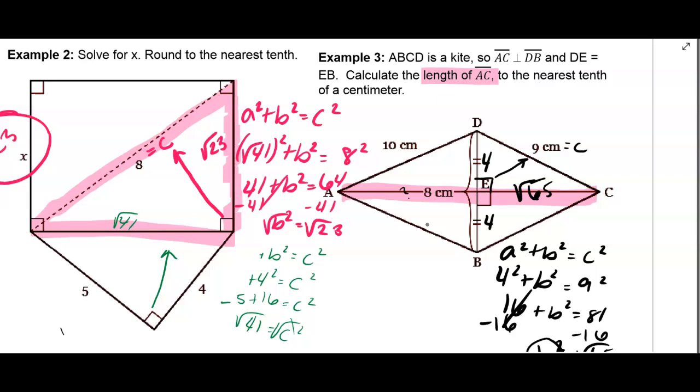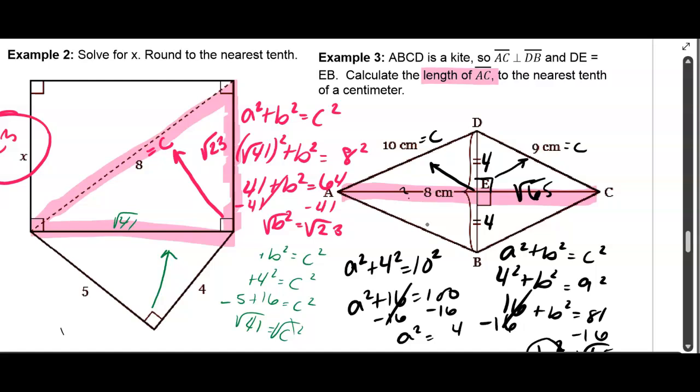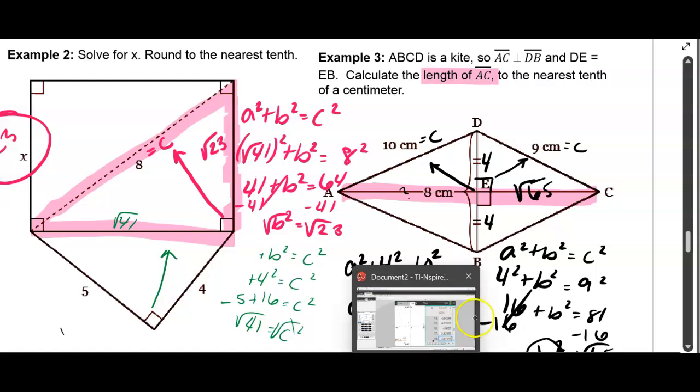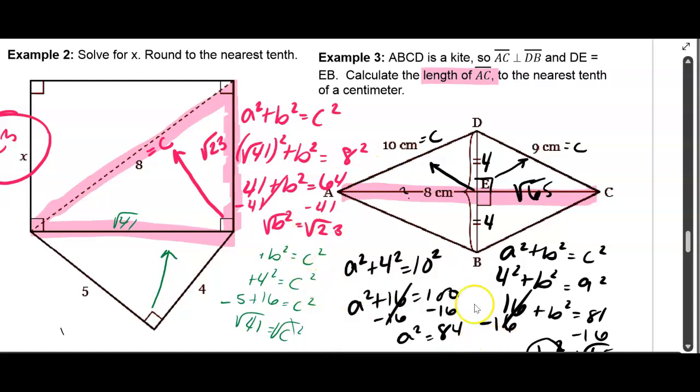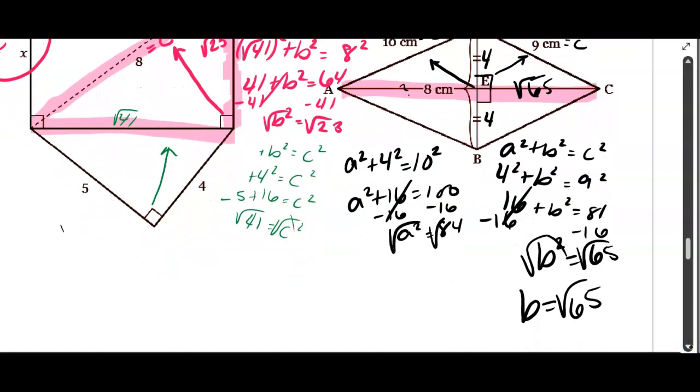So we have to do the same thing. I don't know what that is. So a squared plus, I do know what this is, 4 squared equals, and I know my hypotenuse. So I know C is 10 squared. A squared plus 16 equals 100. Subtract 16 from both sides. A squared equals 84. Which is not 64, so don't tell me this is 8. I'm going to square root both sides. A is square root of 84.